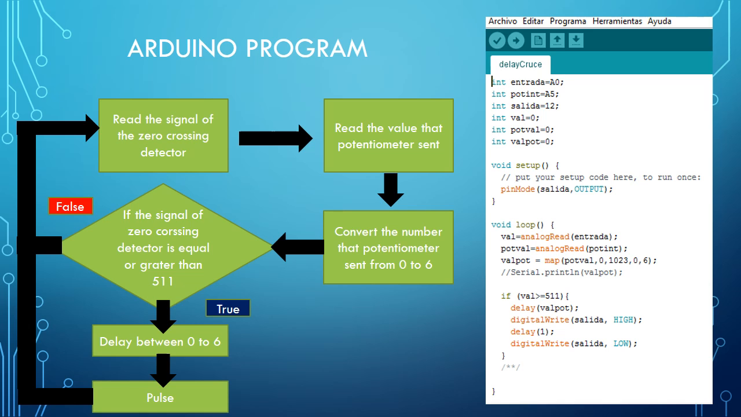Then it sends a pulse of 1 millisecond and repeats the cycle, but if this is false, the cycle is repeated again.